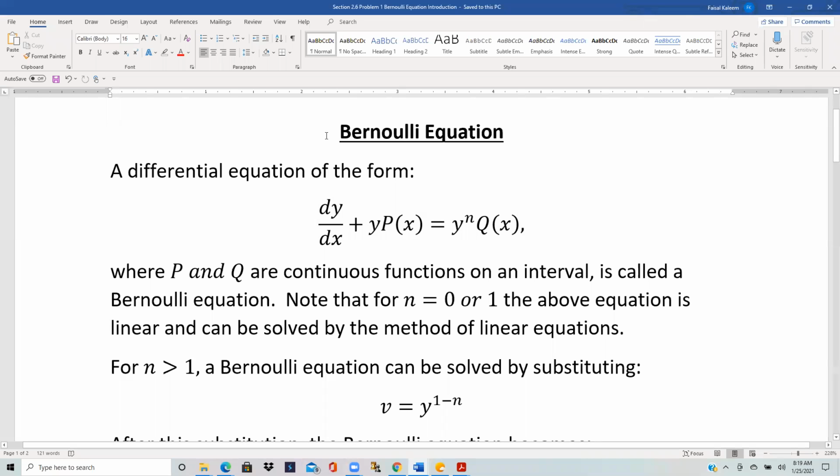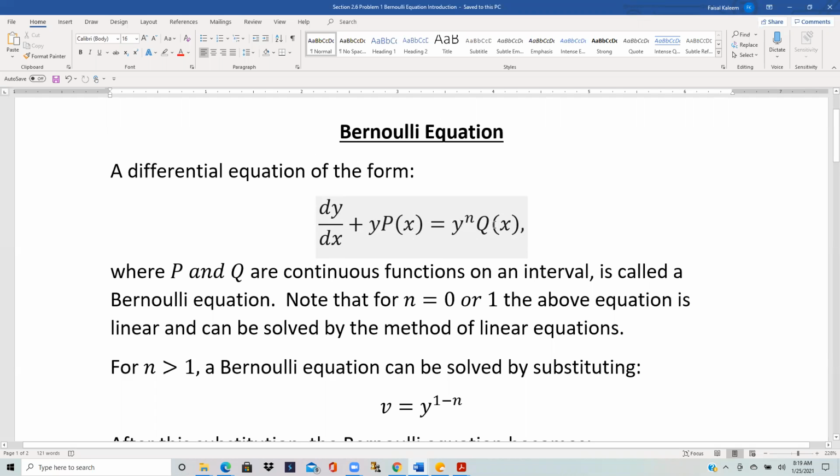The second kind of differential equations that we will study in section 2.6 are the Bernoulli equations. A Bernoulli equation is an equation of the form dy/dx + y p(x), or you can say y times a function of x, equals y^n times another function of x.